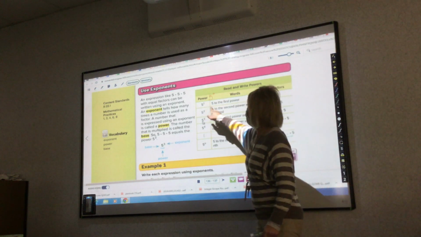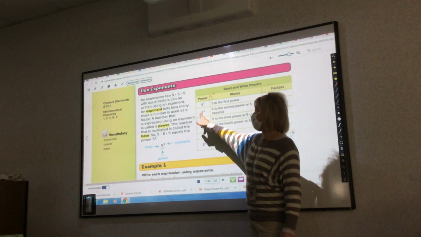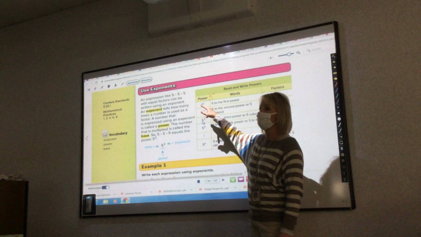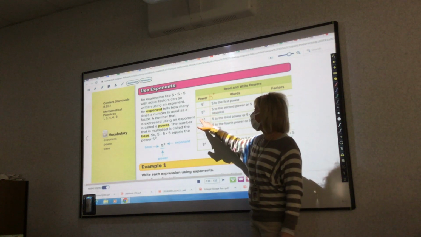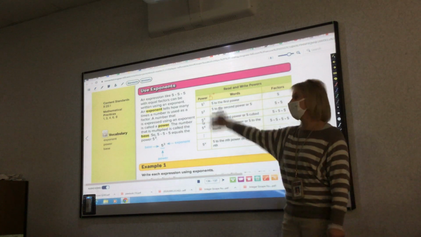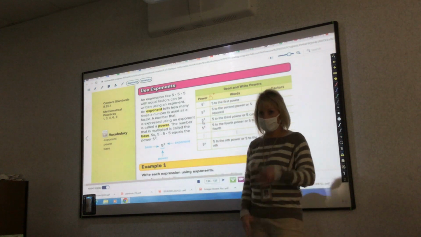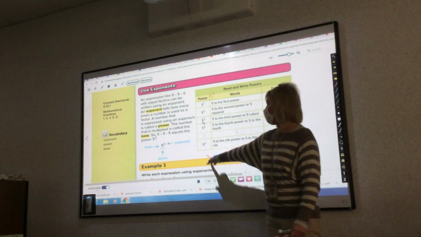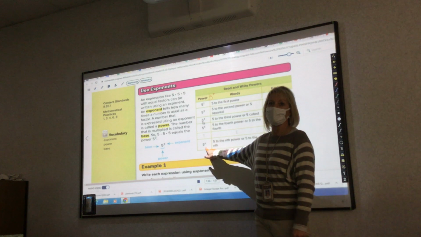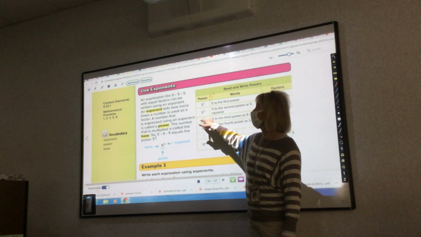Okay? In this class, we need to know that it's not always going to be read 5 to the second power. You need to say 5 squared. 5 cubed. You need to know those terms. Anything after that, you would just say 5 to the 4th, 5 to the 5th, 5 to the 6th, 5 to the 7th. And that's why they say 5 to the nth power, whatever number that might be. But you need to know that it's squared and cubed.